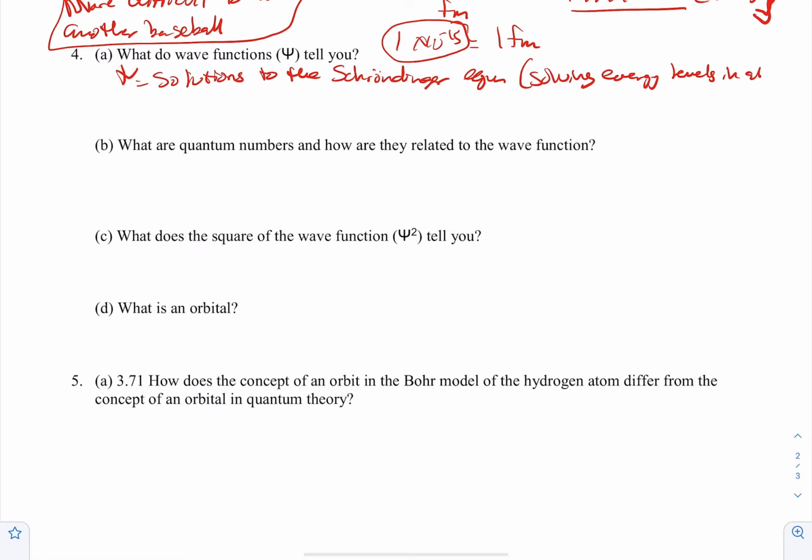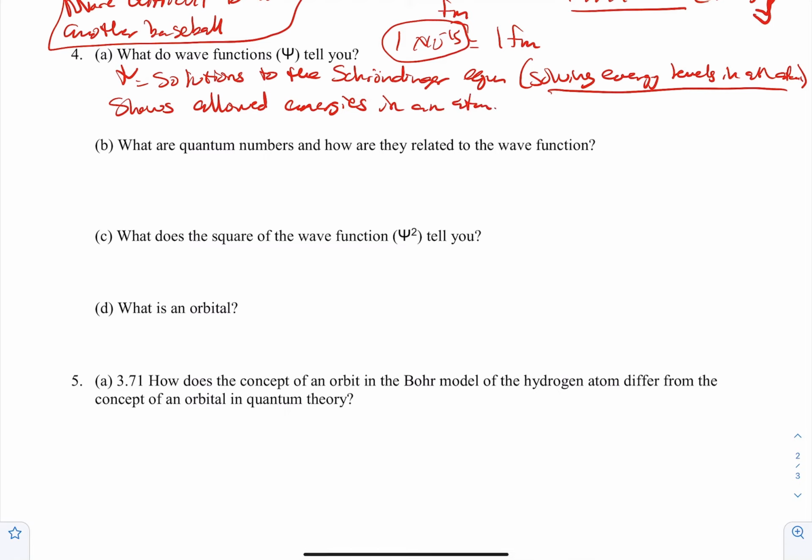in an atom. Honestly, if we were to just look at the equation, it looks really complicated, so you're never expected to use it or know it. In fact, we usually use supercomputers to solve it, because it is pretty complicated, especially when you start talking about really big molecules. So the wave function tells you the allowed energy. It shows allowed energies in an atom.